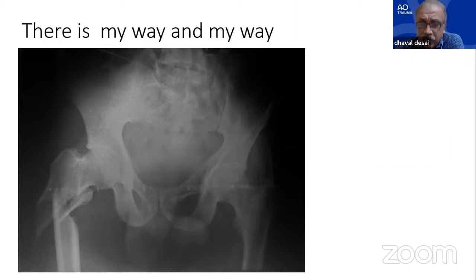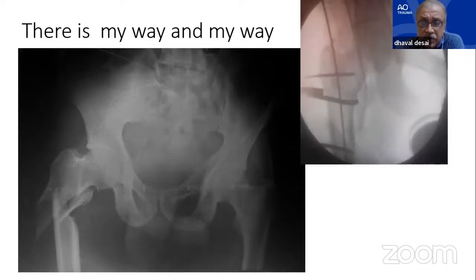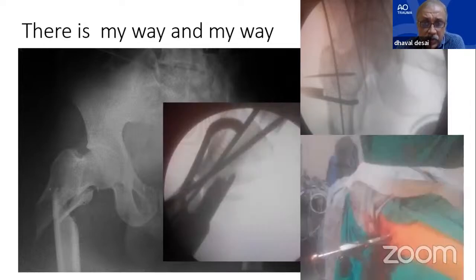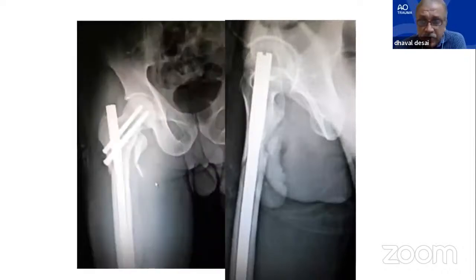Whatever you do, whatever the position, I think the key element of a successful outcome is a good reduction that's maintained, and then use of an implant that's adequate and appropriate for providing stability. Reduction remains the key issue, and I think getting a good reduction by the easiest or least damaging way would remain the key in managing these fractures.